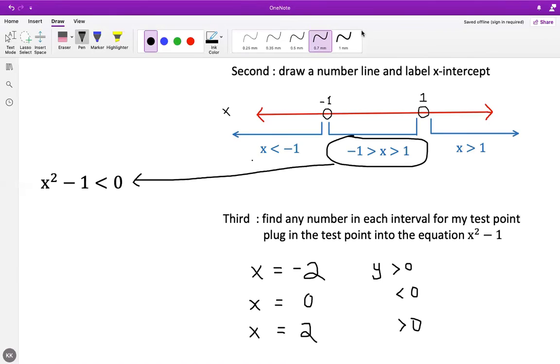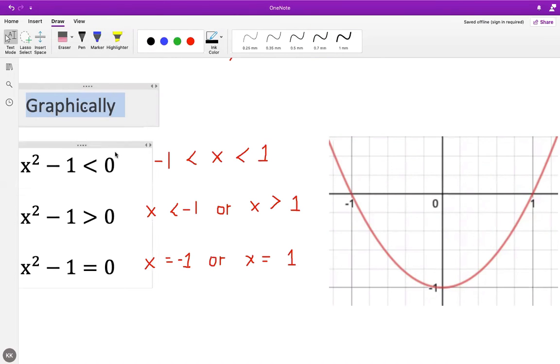Let's compare the solution with the graphing method. We see that for x squared minus 1 less than 0, x between -1 and 1 is my solution for this example. So it matches. Both the graphing method and the algebraic method match for this type of inequality. So this works, and I hope this video really helps you learn how to solve inequalities involving one variable.